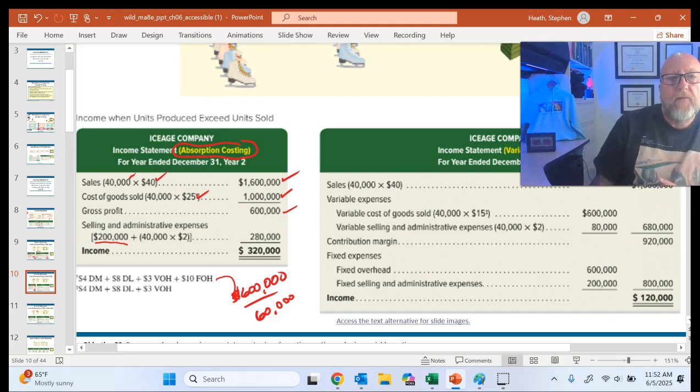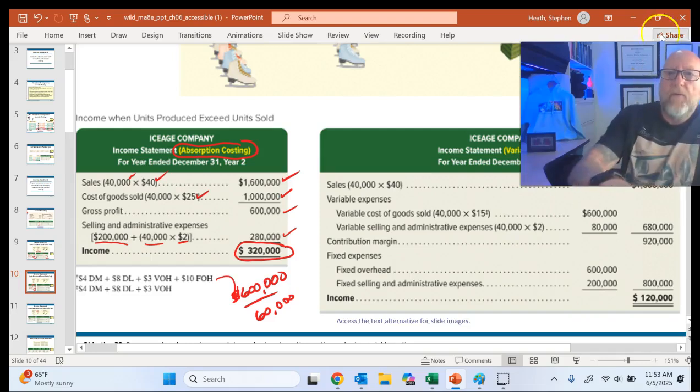Okay, so 200,000 in fixed costs plus $2 in variable selling and administrative expenses times the 40,000 units, for a total of 280,000. We get net income using absorption costing of 320,000.